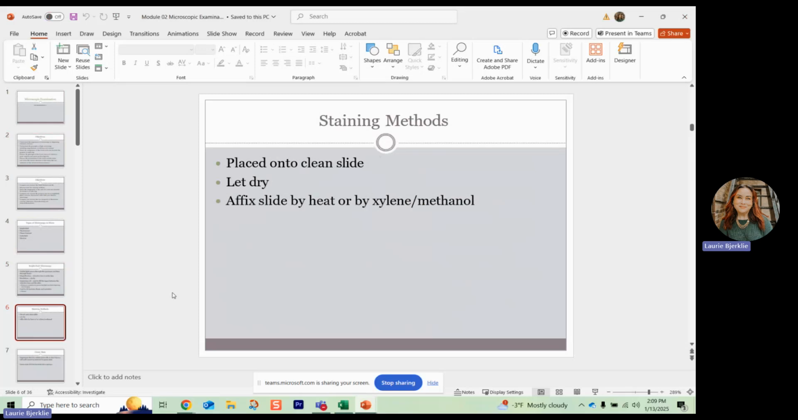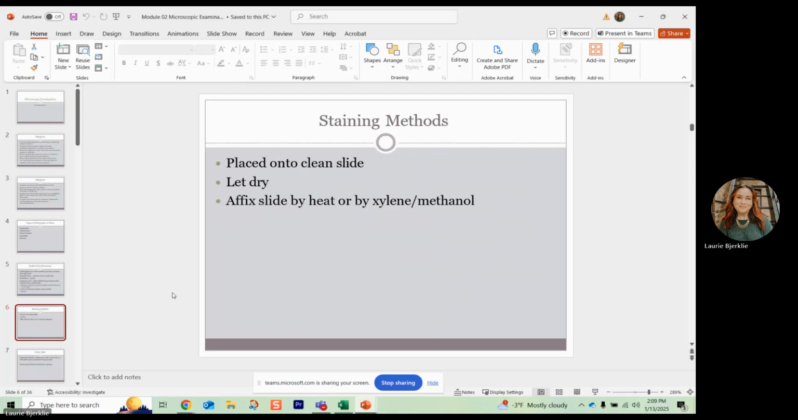Once that is air dried, you need to fix it. And you either fix it by heat or you'll fix it by a chemical like xylene. The fixing makes sure that when you go to stain it, it doesn't just wash off the slide. If you don't fix the organism to the slide, it'll just rinse away during your staining process, and then you won't have anything to look at at all.